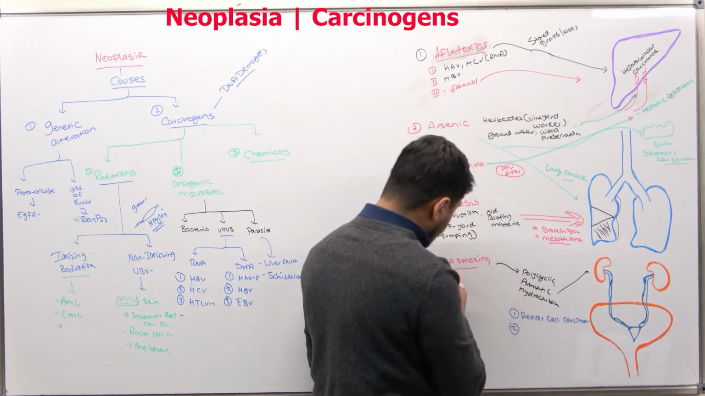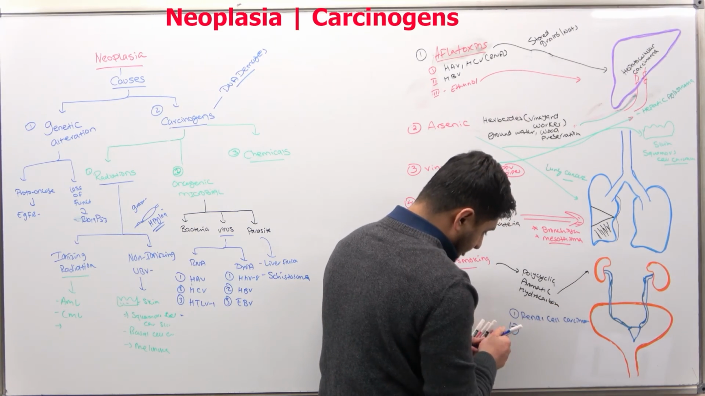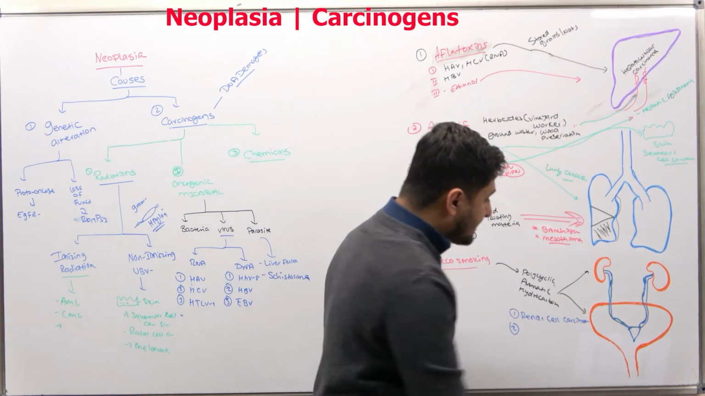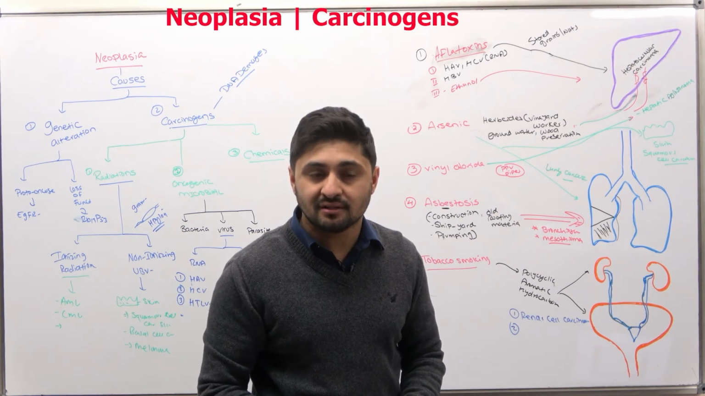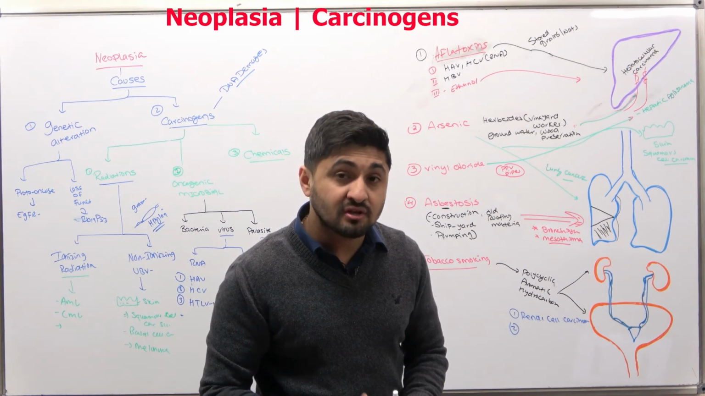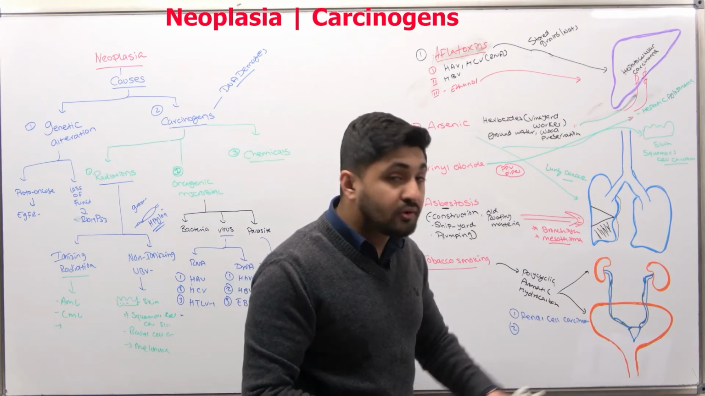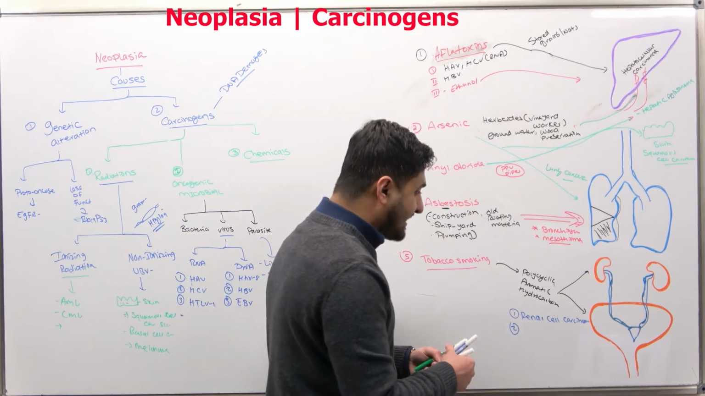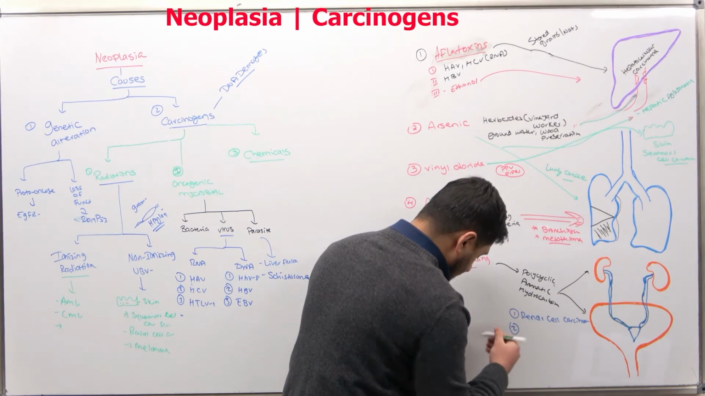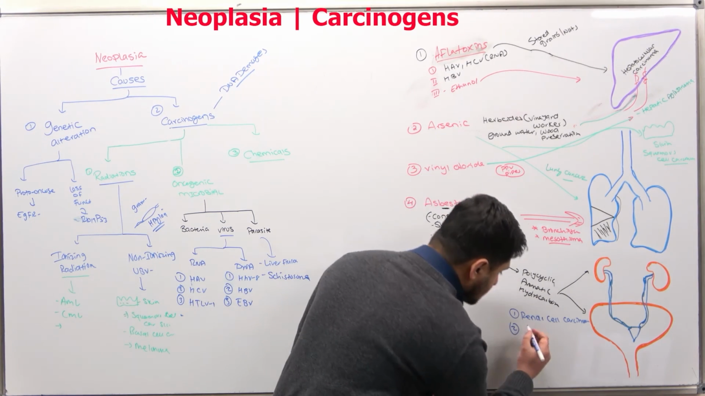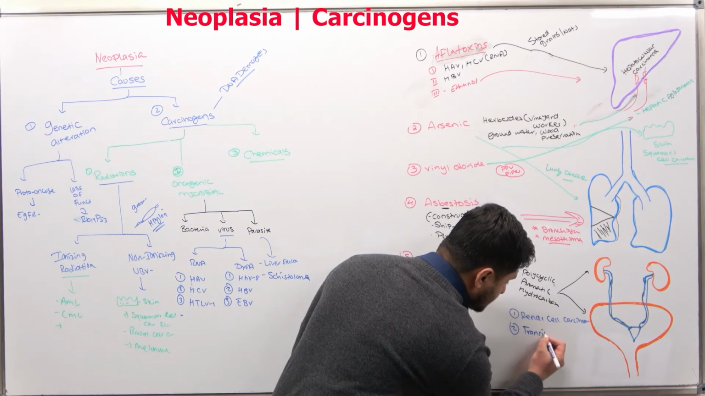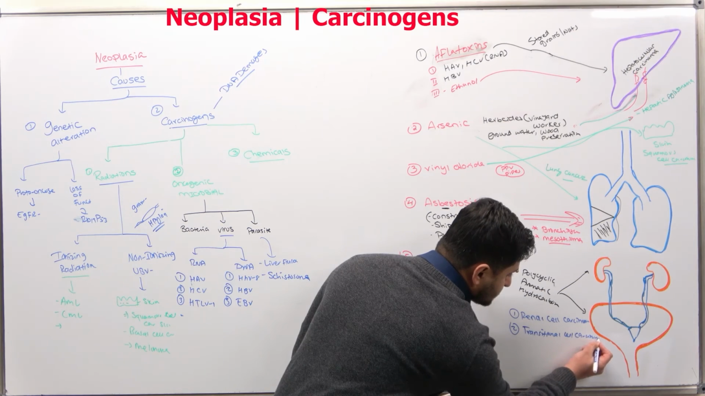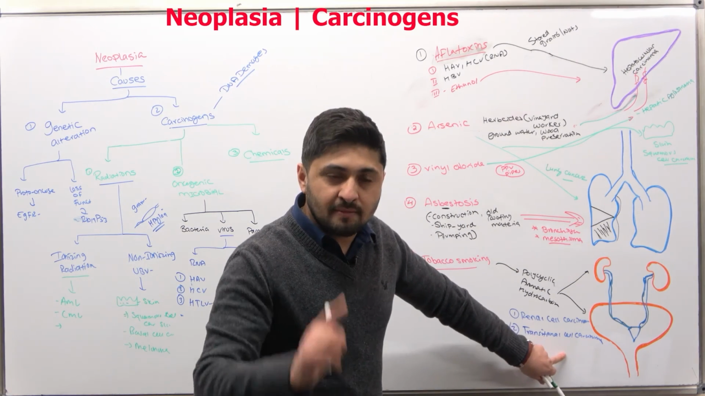Number 2. It can also affect this organ. It looks like a bladder to you, right? The urinary bladder, and it is lined by transitional cells, transitional epithelium, which we also call urothelium. So this condition that can give you a cancer is very, very high yield. This is called transitional cell carcinoma, or we can also call it urothelial cell carcinoma.